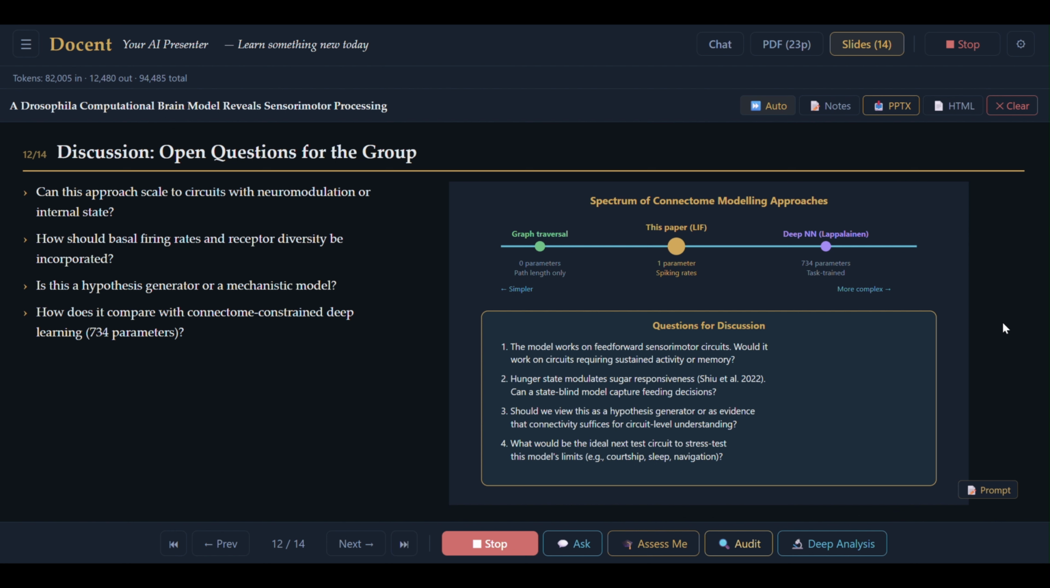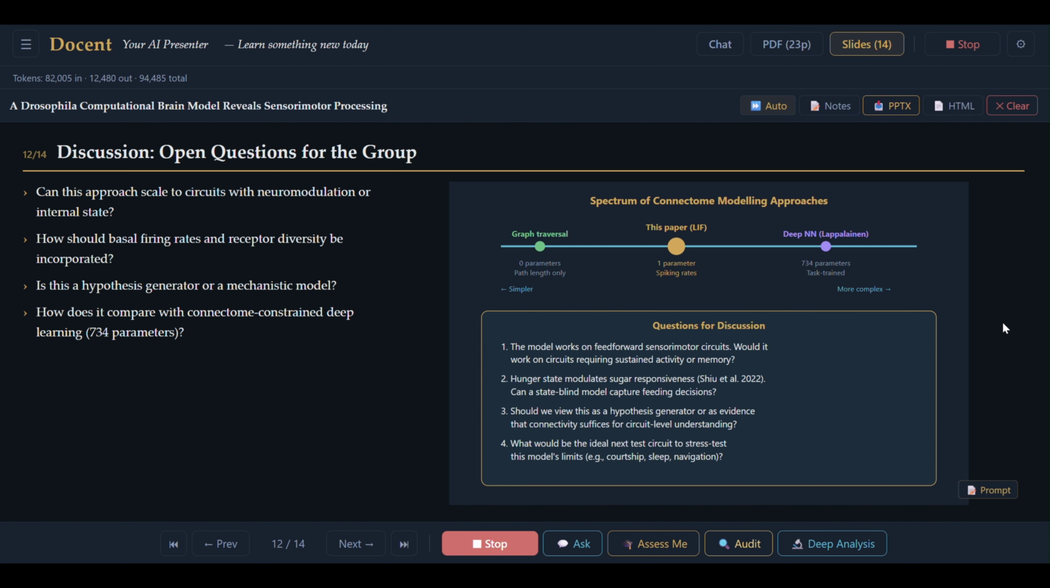I'd like to pose 4 discussion questions. First, both test circuits here are relatively feed-forward, sensory input to motor output. Would this model work on circuits that require sustained activity, like the ring attractor for heading direction or memory circuits in the mushroom body? Second, the authors' own prior work showed that hunger state dramatically modulates sugar responsiveness. A state-blind model can't capture this.